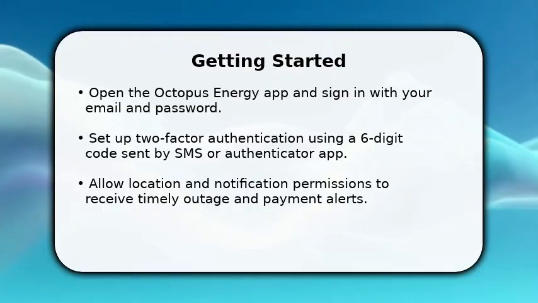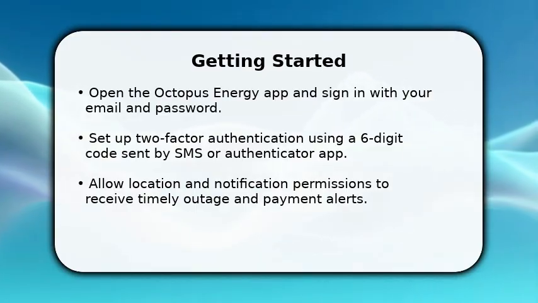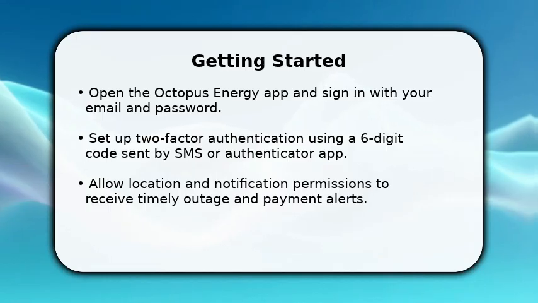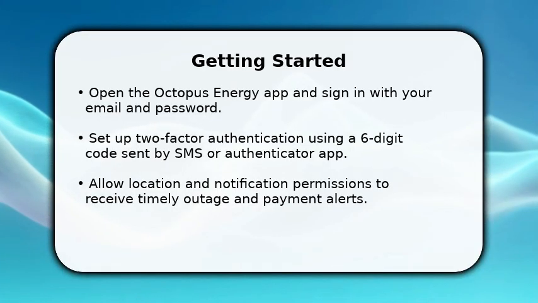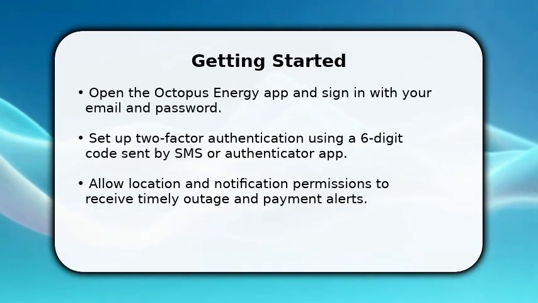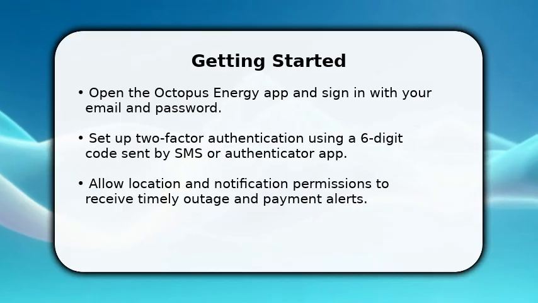Open the Octopus Energy app and sign in with your email and password. If you do not have an account, choose Register and complete the form with your email, full name, and a secure password. Set up two-factor authentication using a 6-digit code sent by SMS or Authenticator app to protect your account.